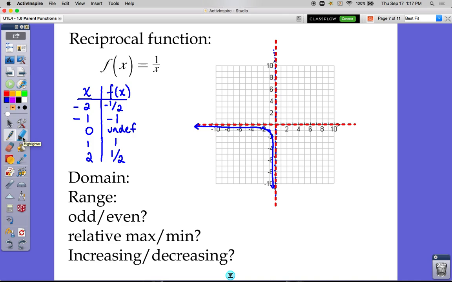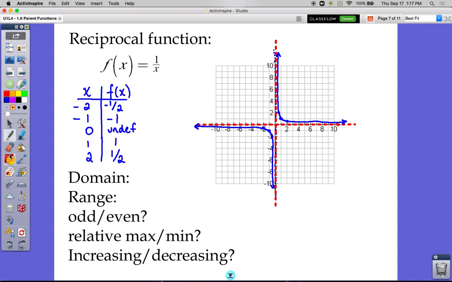Likewise, on the other side, I go to 1, 1. I go to 2, 1/2. And if I go to 1/2 and flip, that's 2, and so on. If I go to 1 over 4, it's doing the same thing it did on the other side, except that the numbers are positive. So it's going to get really close to, and that was a little shaky there, but you get the idea. Really close to the x-axis on the positive side of things.